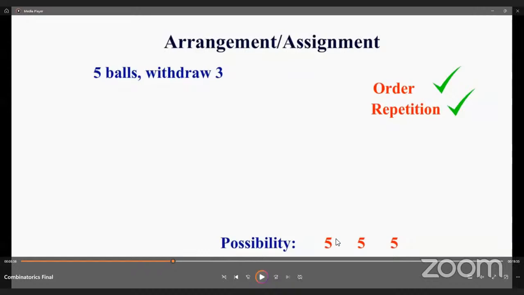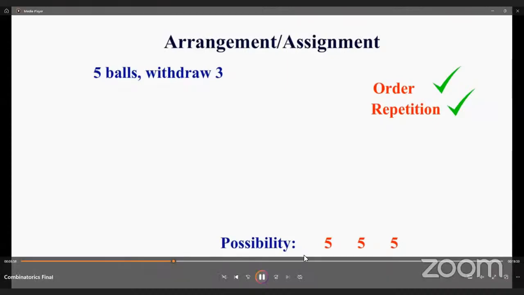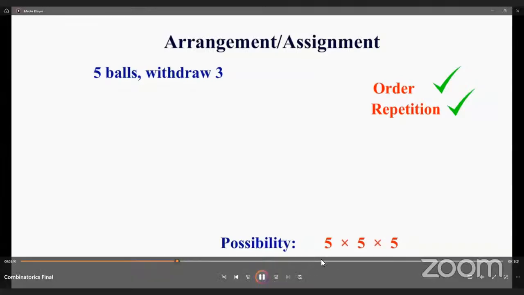Now this one and that one and that one, they are in series. So what you have to do, you multiply them. 5 times 5 times 5. So you multiply them, and so you get 5 to the power 3.